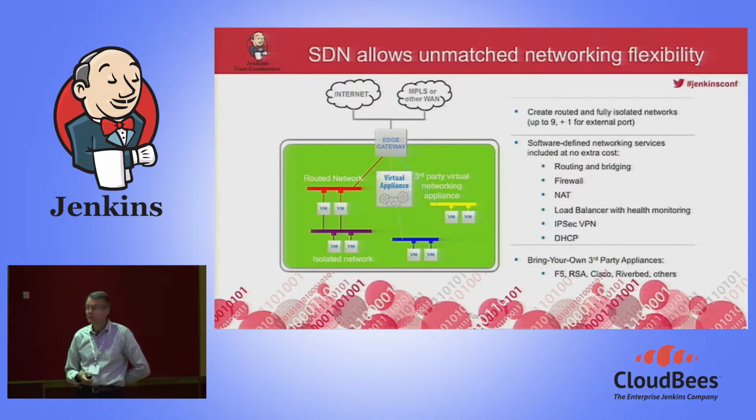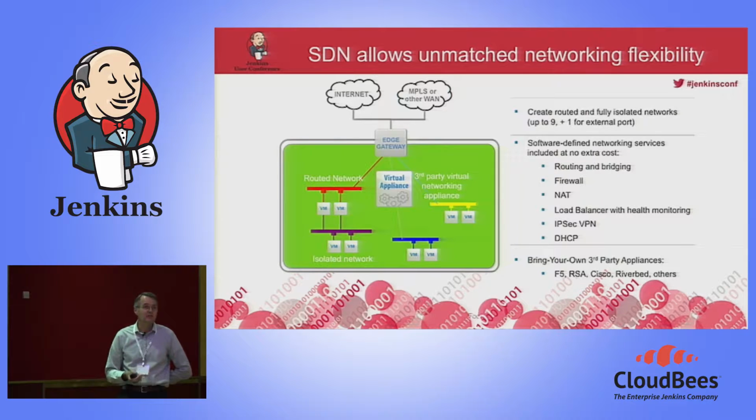The other thing you can do on our cloud is you can bring your own third-party appliances. So if you're using F5 or Cisco or Riverbed type load balancers, you can bring those products as is and run them in the cloud. So it's very easy to replicate virtual infrastructure you have on-premise in the cloud.